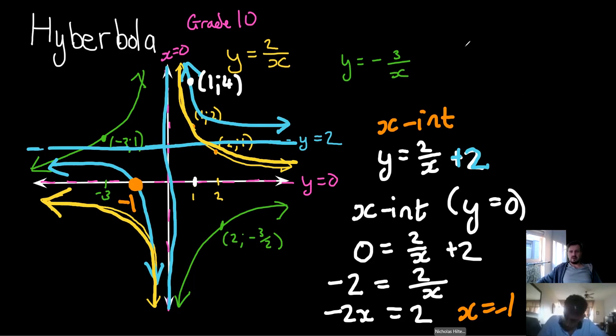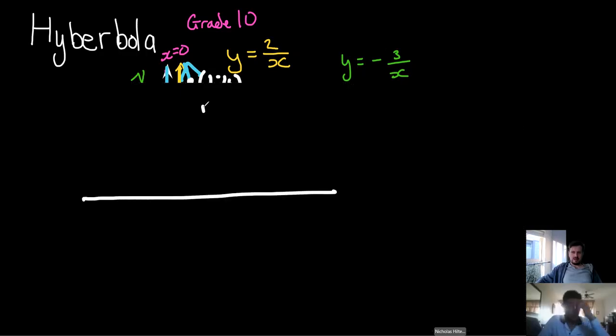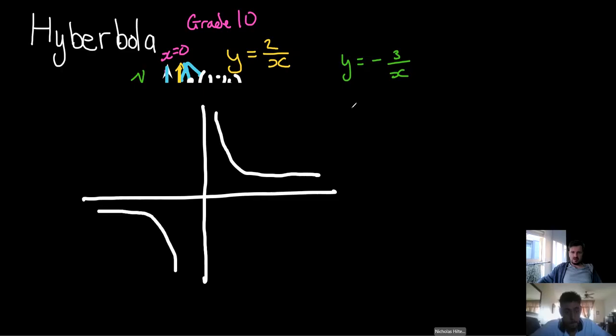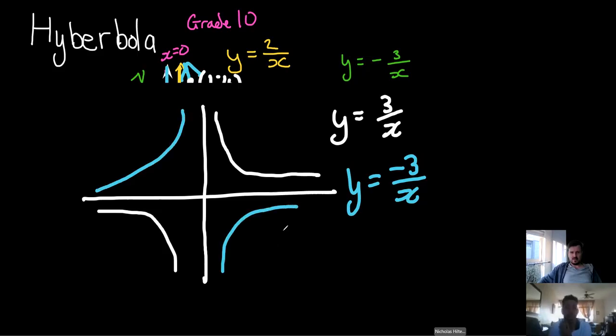Okay, so let's just do this one more time. You have a hyperbola that always looks like this. Okay, so even if it was y equals 3 over x, that would look like this. And if it was y equals minus 3 over x, it would look like this. Okay. Clear that.